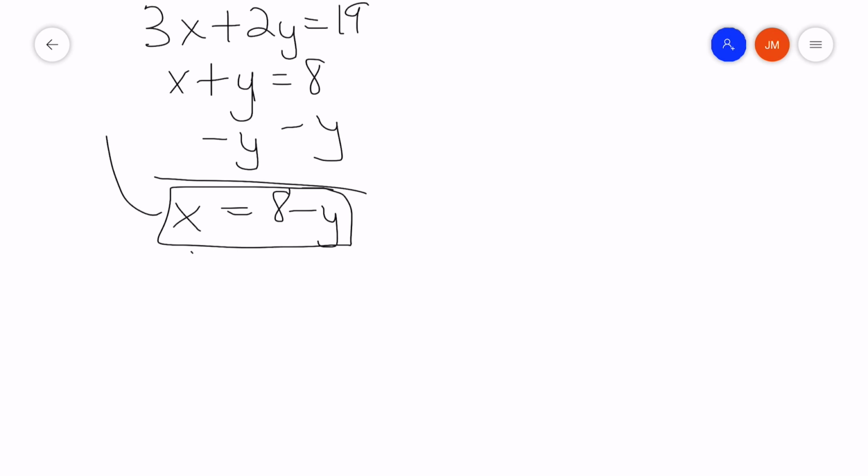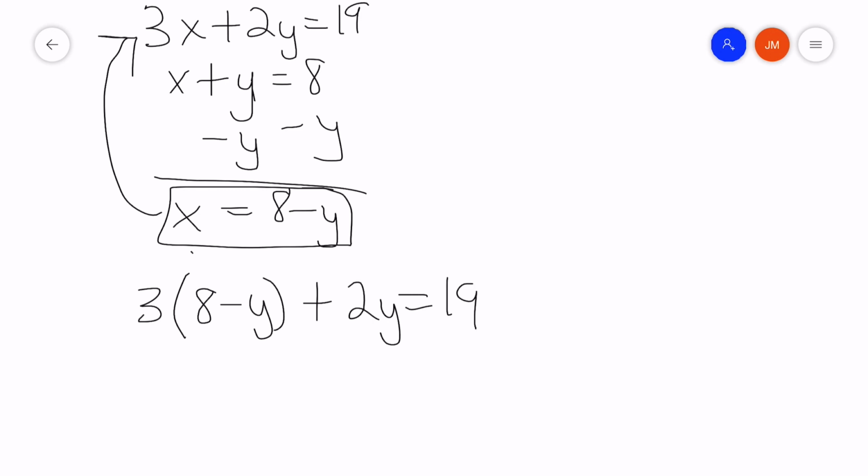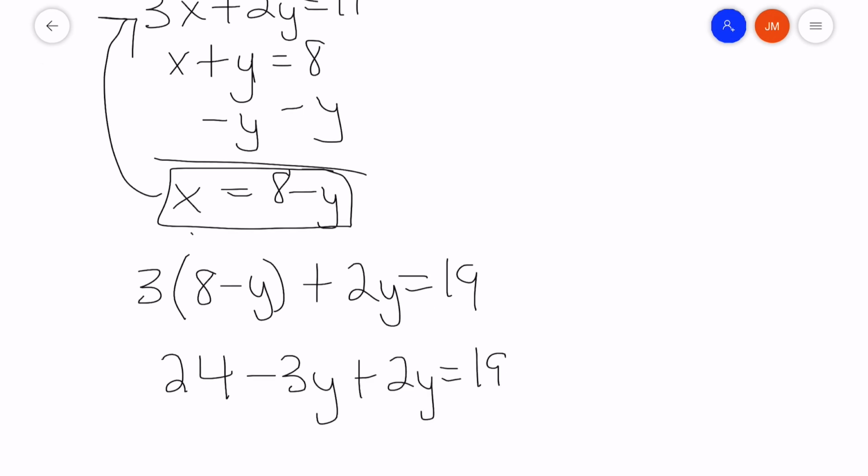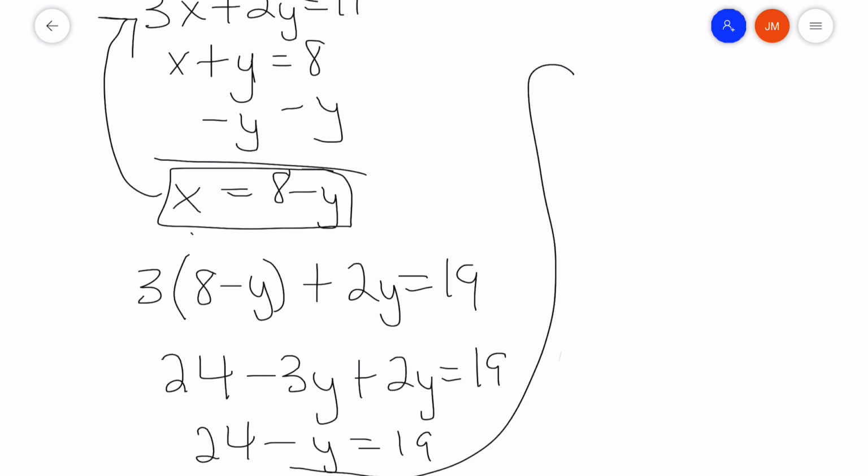Then we're going to plug this into our other equation. So we're left with 3 times x, which is 8 minus y, plus 2y equals 19. So we're left with 24 minus 3y plus 2y equals 19. We're left with 24 minus y equals 19.